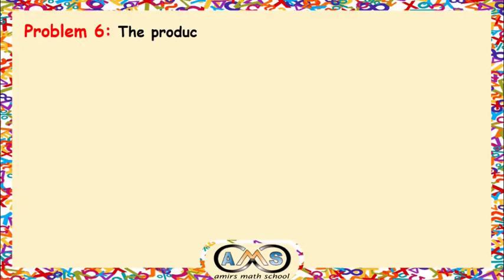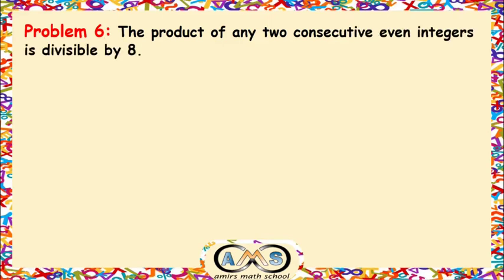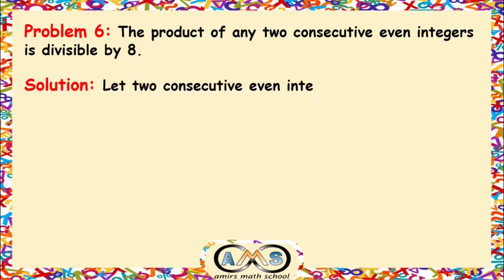Now, problem number 6. The product of any two consecutive even integers is divisible by 8. We will see the proof of this statement here. That is, the product of any two consecutive even integers is divisible by 8. Solution. Let two consecutive even integers be 2a and 2a plus 2.